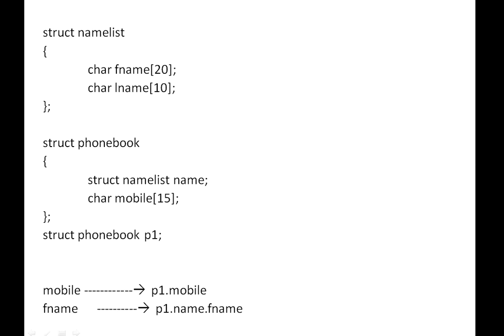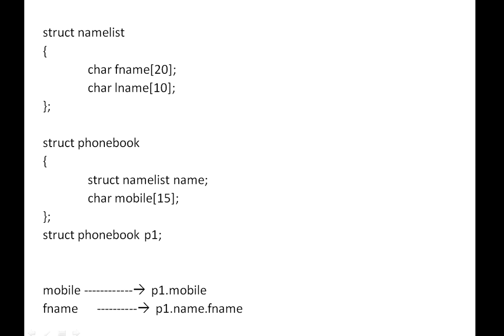Character mobile. What is the difference between mobile and name? Mobile is a direct element of phone book, and name is also a direct element of phone book, whereas nameless is another structure. Got it? If I'm creating a structure variable for phone book, how will we create it? Struct phone book p1. P1 will contain name and mobile, right? Mobile is a direct element, so we can directly access it as p1 dot mobile.